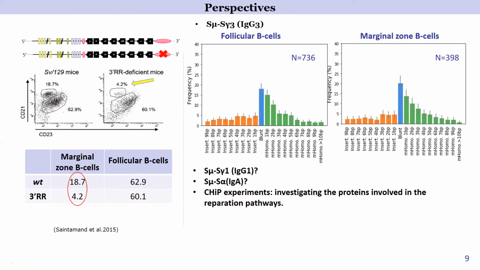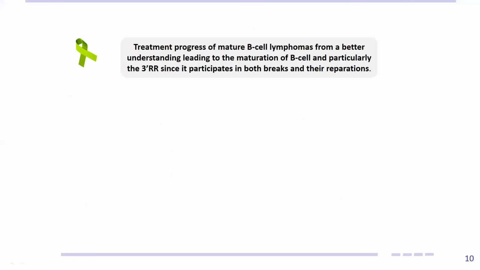We're planning to perform experiments investigating the proteins involved in the repair pathways. It's clear that the progress to come in the treatment of mature B-cell lymphomas will come from a better understanding of the mechanisms leading to the maturation of B cells, and particularly the 3' RR, since it participates in both breaks and their repair.